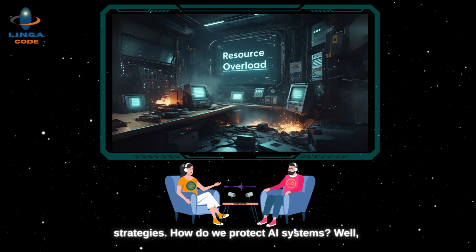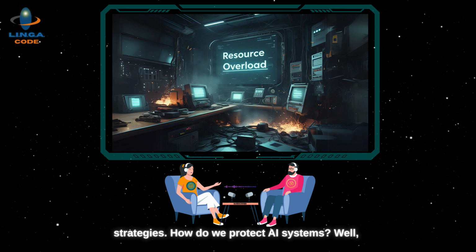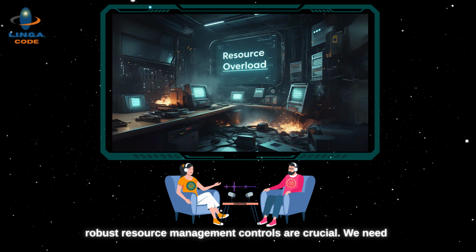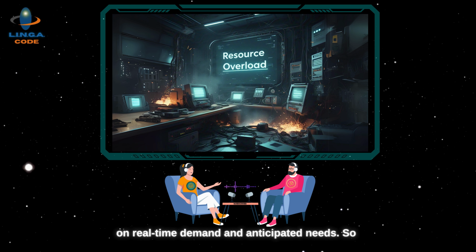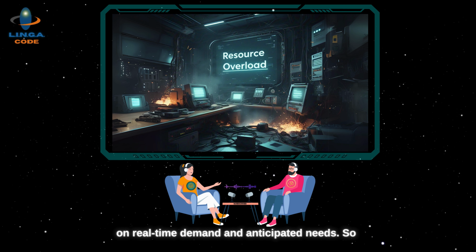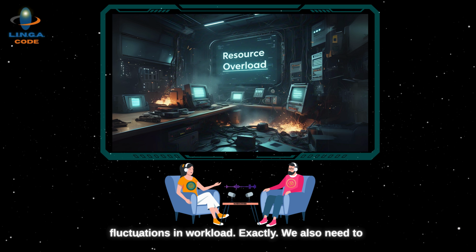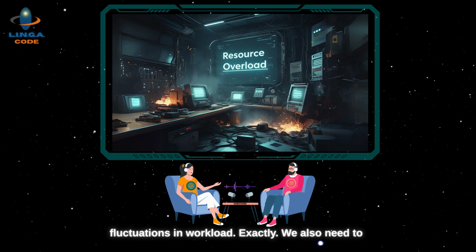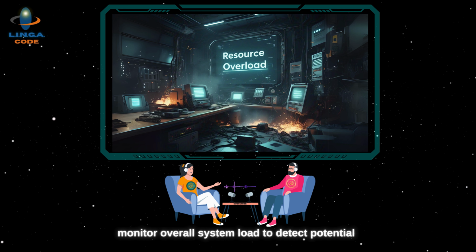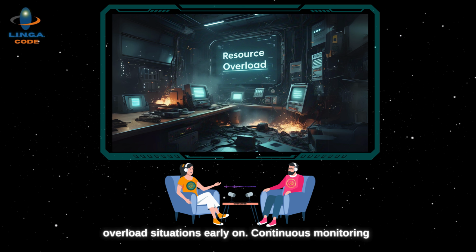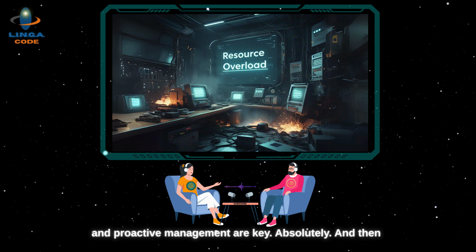Okay, let's talk mitigation strategies. How do we protect AI systems from these resource overload attacks? Well, robust resource management controls are crucial. We need systems that can dynamically adjust resource allocation based on real-time demand and anticipated needs. So being able to scale up or down as needed to handle fluctuations in workload. Exactly. We also need to set strict resource quotas for individual agents and monitor overall system load to detect potential overload situations early on. Continuous monitoring and proactive management are key.